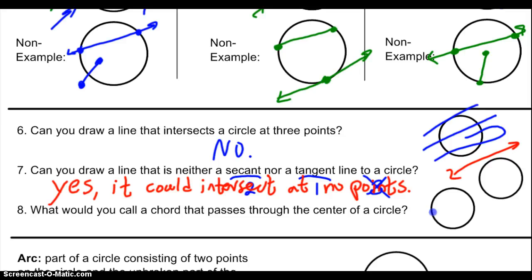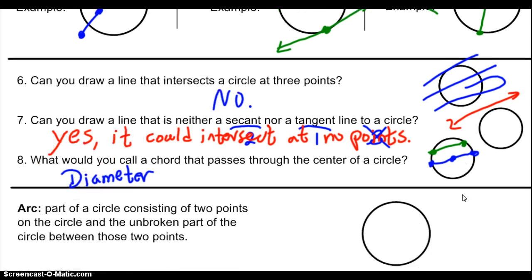Well, let's see, a chord has its endpoint in the circle, goes to the center, okay, goes to the other side. What would you call that? Well, that's a diameter. Right, a chord that passes through the center of a circle is a diameter. In fact, a diameter is a type of chord. All diameters are chords, but not all chords are diameters. Right? I could have a chord that looks like this. It's not a diameter. Right? But every diameter is a chord, so that's good for question 8.